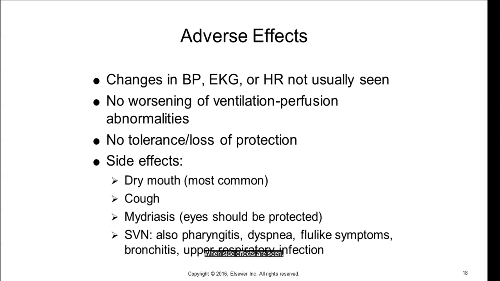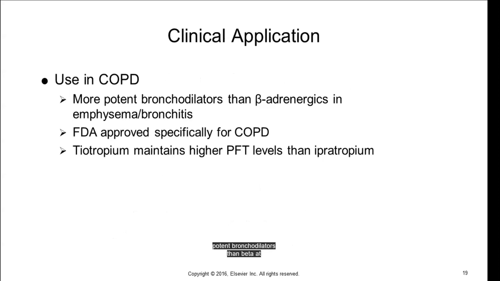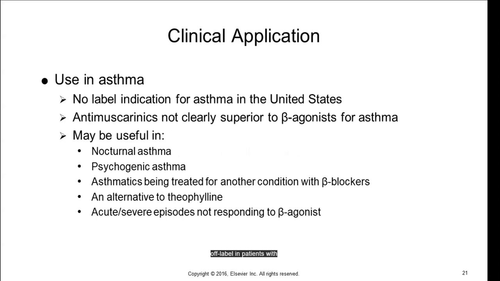When side effects are seen, dry mouth is the most common, and on occasion the patient may have a cough, eye dilation, or develop pharyngitis, dyspnea, flu-like symptoms, bronchitis, or upper respiratory infection. Changes in blood pressure, heart rate, or EKG patterns are rarely seen. Anticholinergics are more potent bronchodilators than beta-adrenergics in COPD patients, with tiotropium maintaining higher PFT levels than ipratropium. It is sometimes used off-label in patients with nocturnal or psychogenic asthma, or asthma not responsive to beta agonists.